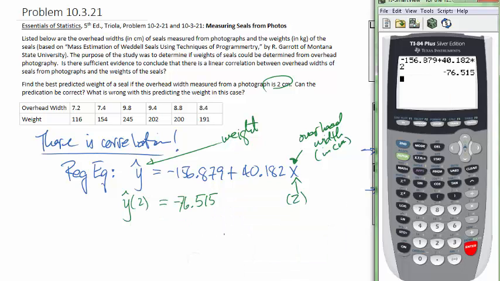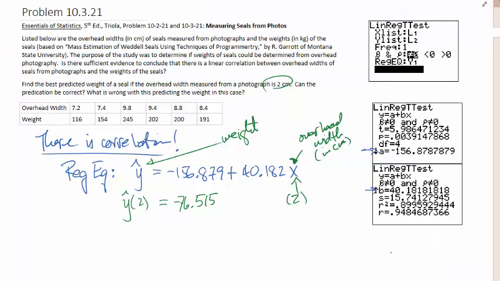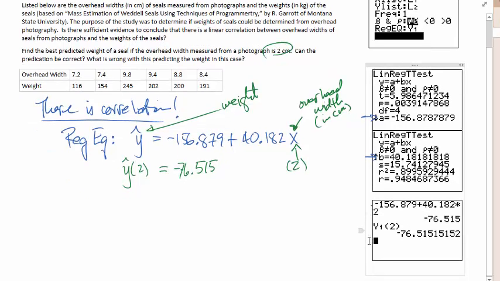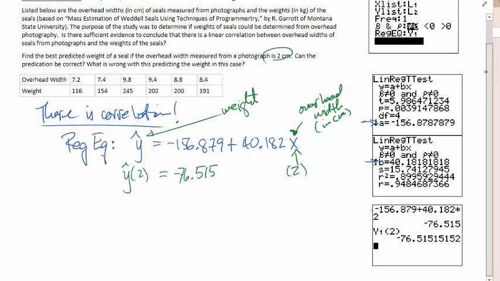Another way to get that is, remember that when we ran our LinRegTTest, we put it into the y equation. So let's recall our variable: Vars, Y-Vars, Function, Y1, and then in Y1, I want to put the number 2 in. And then both of those will get the same result. This one is a little bit more accurate because the stored Y1 has all the decimal information. Okay, so this is our result.